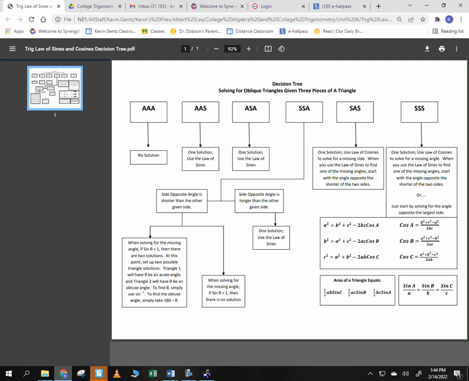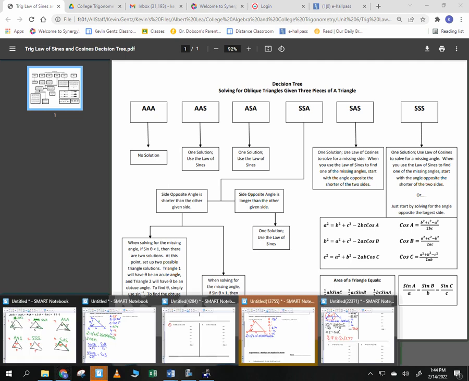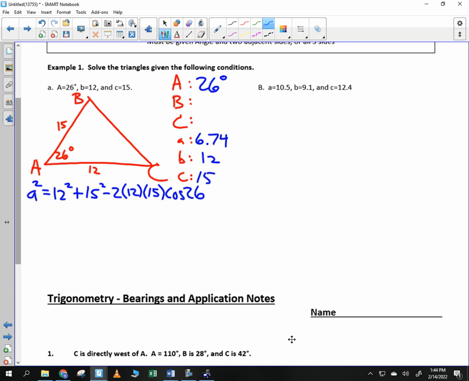Law of sines. Sine of 26 over 6.74. What should we use, angle B or C? Which one should we find? This tells us: when you use the law of sines, start with the angle opposite the shorter of the two sides. So let's look here. I've got this one is 6.74, so which one should I find? Should I find angle B or angle C? B, because it's opposite the shorter of the two sides. If we do it C, did we get it wrong? You will in this situation. I'll show you why.